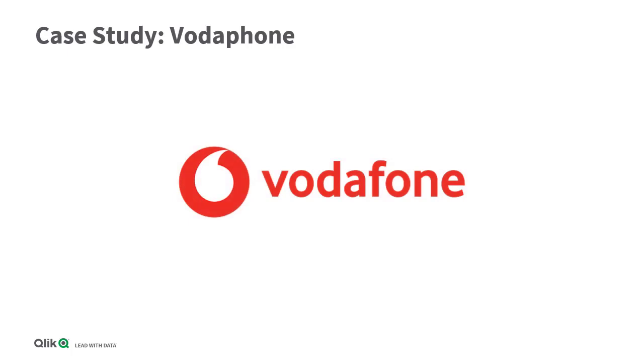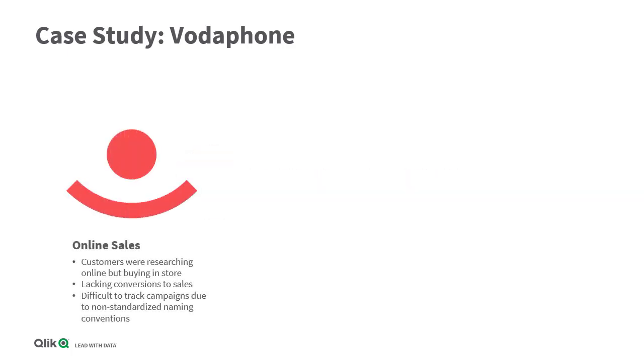The Vodafone New Zealand marketing team wanted to gauge the impact online marketing activity had on offline sales. They knew their customers spent more time online than in a store or on the phone with customer service, yet they purchased in the store. Without a proper way to track, it appeared as though online efforts lacked conversions to sales.